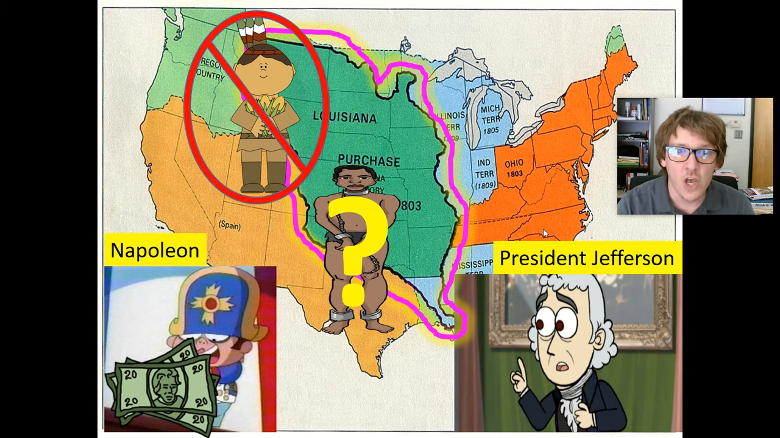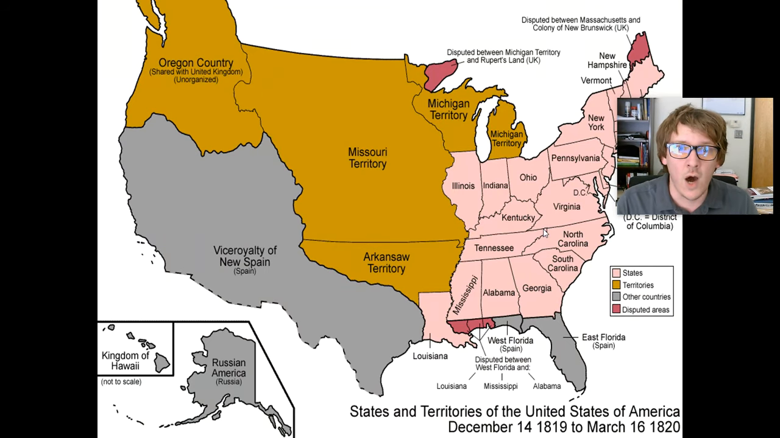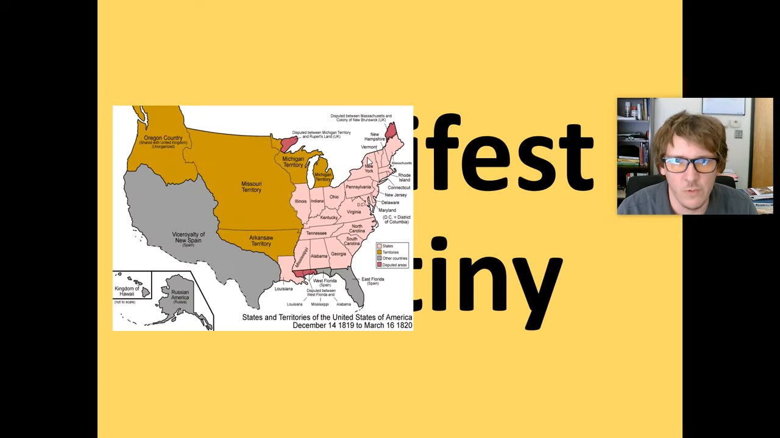But the next big question is slavery or no slavery. What are we going to do? So they got to figure out what they're going to do with all this area, which they'll call the Missouri Territory, which was the Louisiana Territory. What are you going to do? Slavery or no slavery? So as we move west, we got to figure it out.